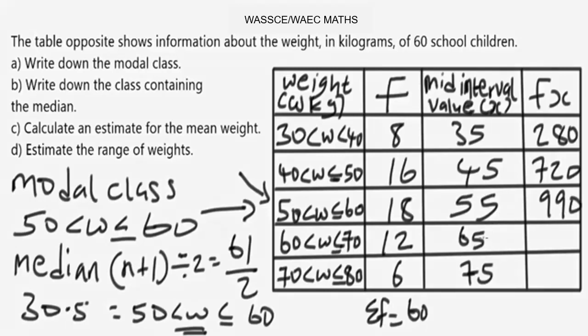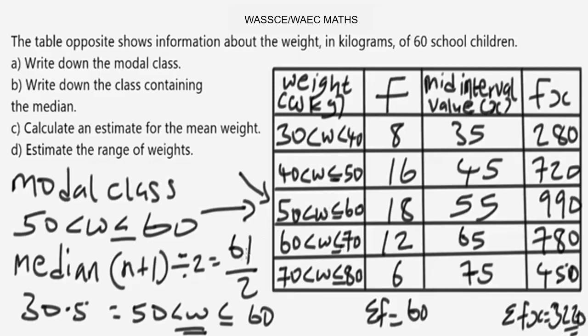Now 65 times 12, when you punch it, you're going to have 780. Now lastly 75 times 6, when you punch it, you're going to have 450. Alright, so our sigma fx will be, when we add everything together, 3220. So this will be our sigma fx.